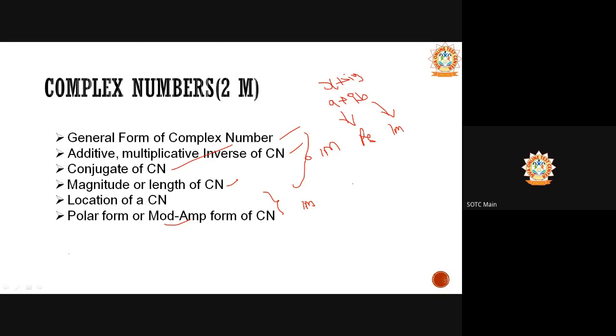So this i, what is the meaning of i? In the normal number system, -1 is equal to i square.